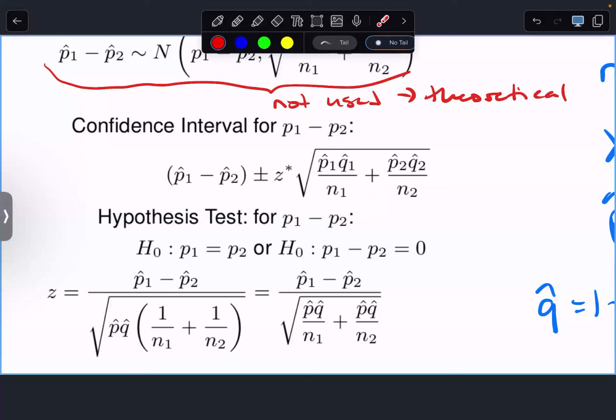P1 hat Q1 hat over N1 plus P2 hat Q2 hat over N2, making sure that when you're doing this calculation and then square rooted, you do the first chunk maybe separately, use the store function on your calculator, put that away, calculate the second part, then add them together, and then take the square root. So you're methodical about building it out, right? But then this is the standard error times the critical value. All of a sudden you're back to a margin of error, right? Plus minus some chunk. And now we're building a confidence interval for the difference in the proportions. Neat.